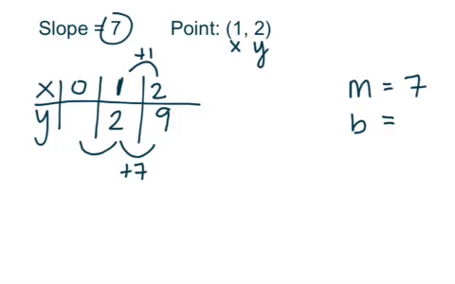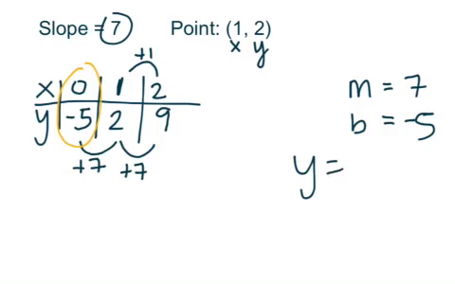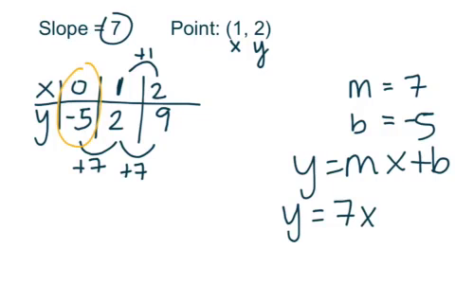So if I think backwards, I know that this y value would have to be -5 because -5 plus 7 is 2. So now we found our y-intercept. When x is 0, our y value is -5. So our y-intercept is -5. So to write our equation, we have y equals mx plus b. Our m is 7, so y equals 7x. And our b is -5, so -5.